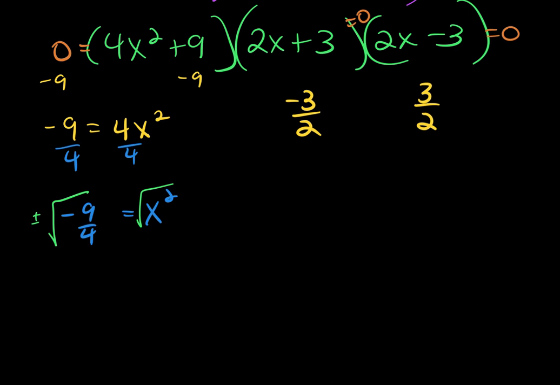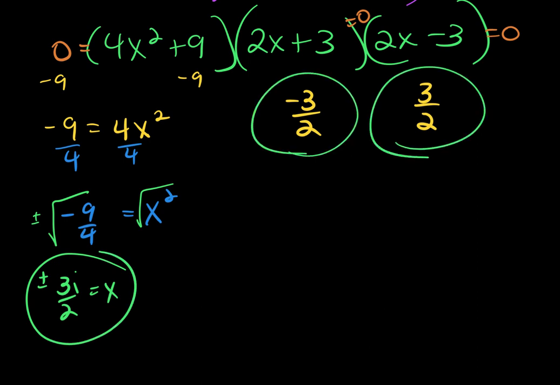Good. There's like 4 of you that were right. Good job. 3i over 2, or 3 over 2i. The square root of 9, the square root of 4, and take the i out. So these are my 4 roots. But I have to write it as a product of linear factors.